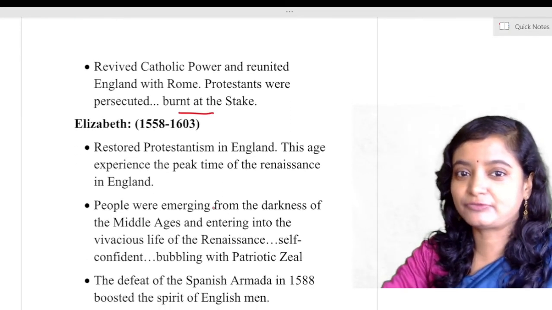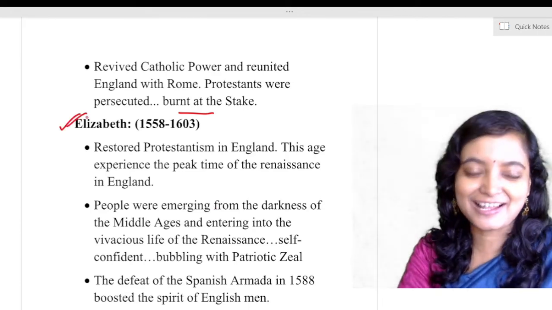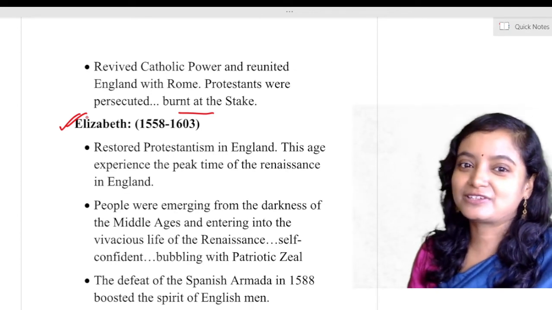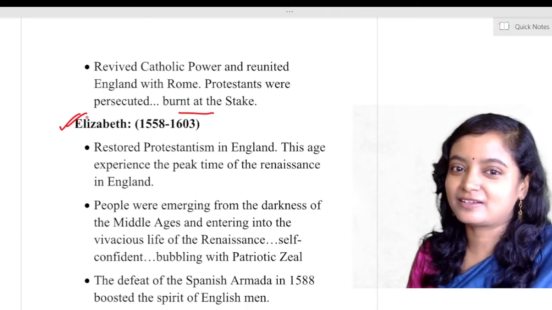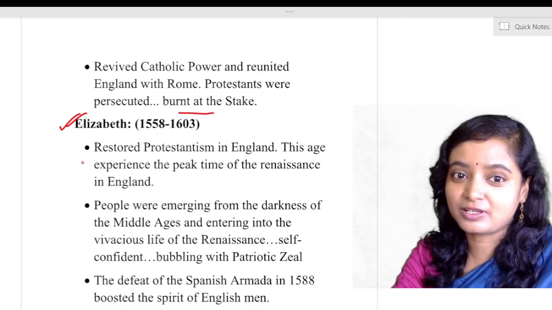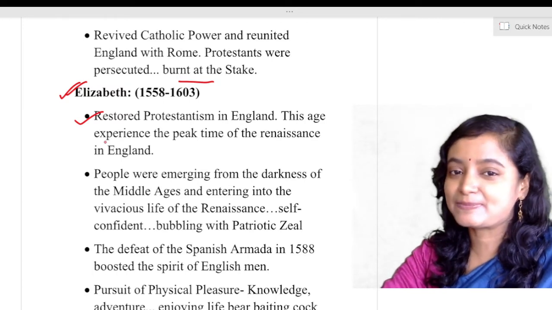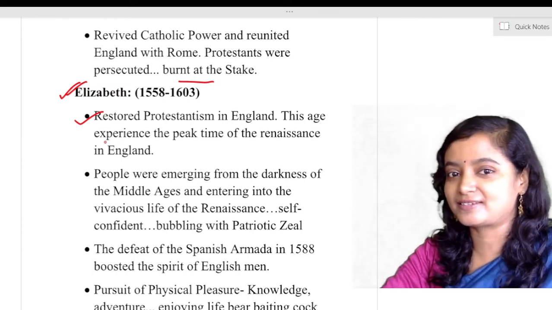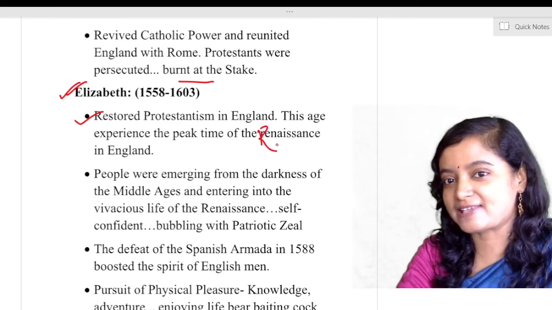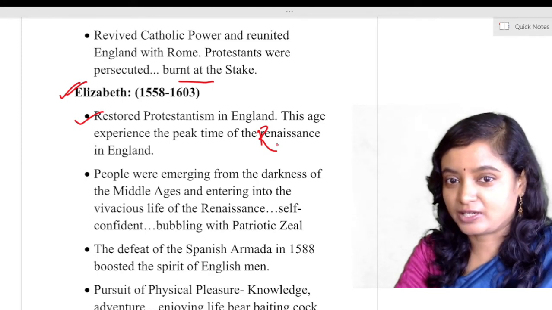Elizabeth I, 1558 to 1603, is herself glorious, Gloriana. You find her in Spenser's Faerie Queene. So during Elizabeth's time, England rose to its highest peak of glory. She restored Protestantism in England, and this age experienced the peak time of the Renaissance in England. She is the most important character as a literary person and also as a queen of England.